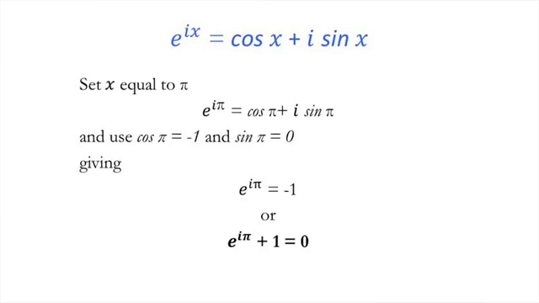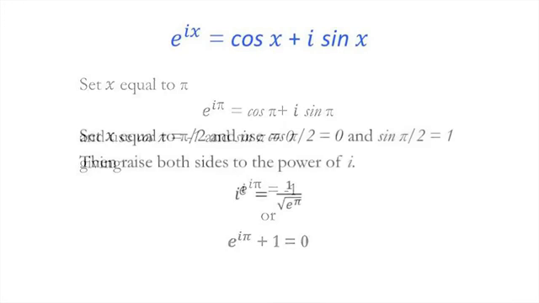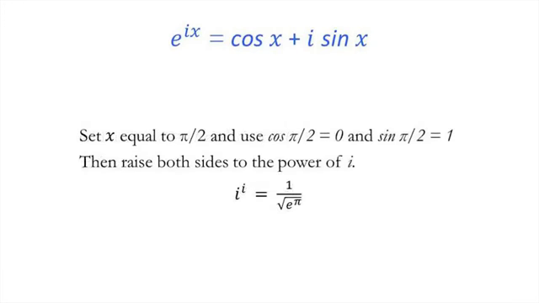But there's another one. You put x equal to pi there. What happens if you put x equal to some other value? Let's say pi over 2. So if you set x equal to pi over 2, the cosine of 90 degrees is 0 and the sine of 90 degrees is 1. You'll get a certain expression up above. Then raise both sides to the power of i.